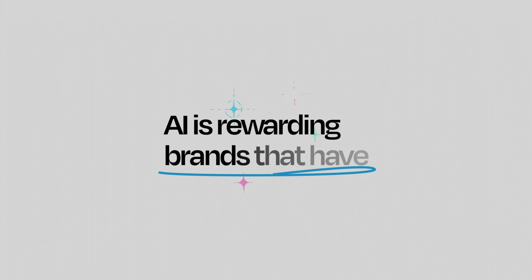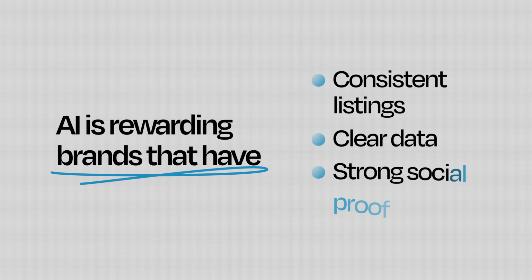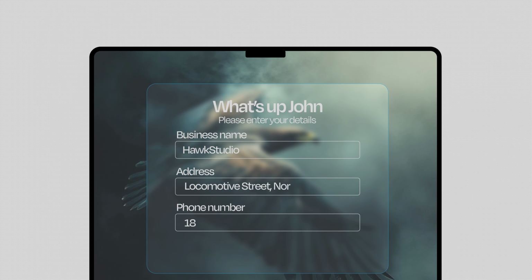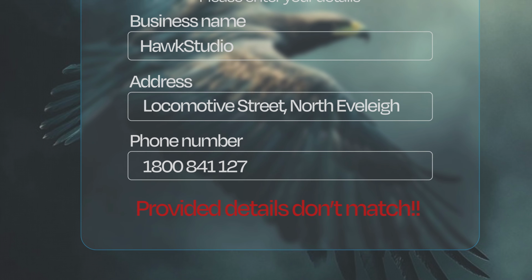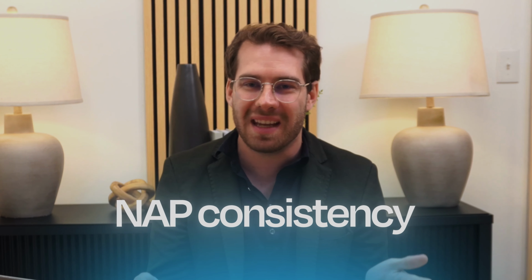AI is rewarding brands that have consistent listings, clear data, and strong social proof. The rest, AI filters them out. AI search cross-checks already built platforms. If your business name, address, or phone number don't match across platforms, Google assumes that your data is unreliable and hides you. We call this NAP consistency. So if your information is inconsistent, if your services don't align or aren't visible, then that's a bad signal.